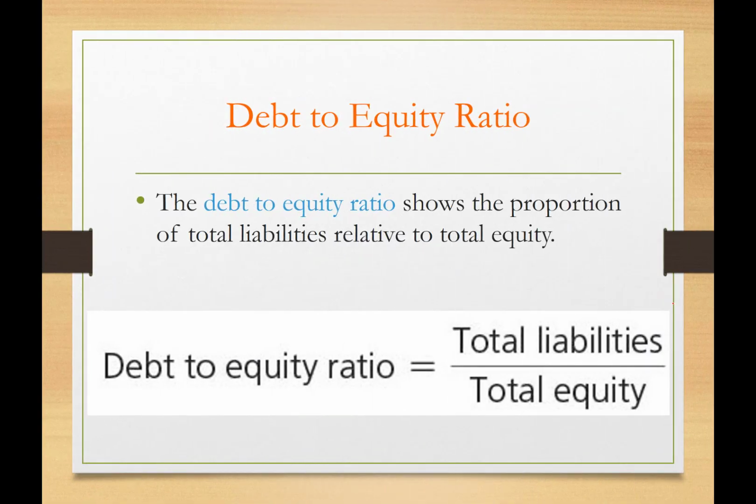All right, debt to equity ratio would simply show the total liabilities in relation to total equity, and we would just simply take total liabilities divided by total equity. Now, obviously, when you add these two things up, that equals total assets, as far as the accounting equation is concerned.